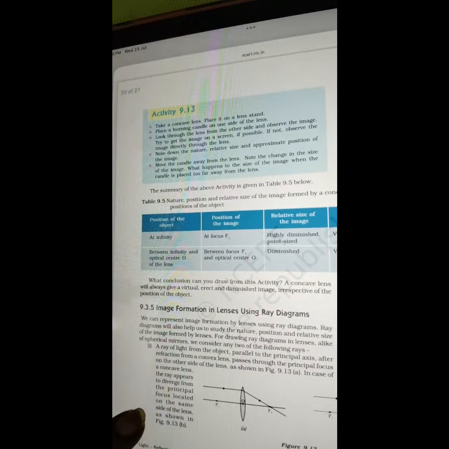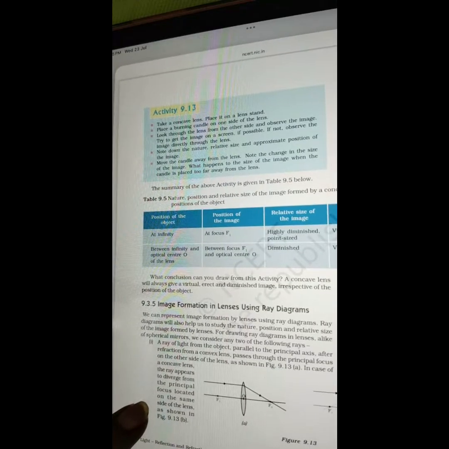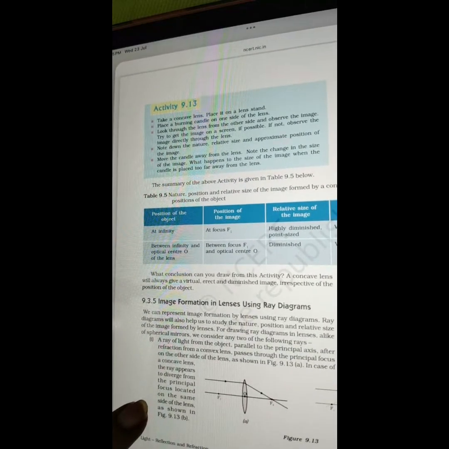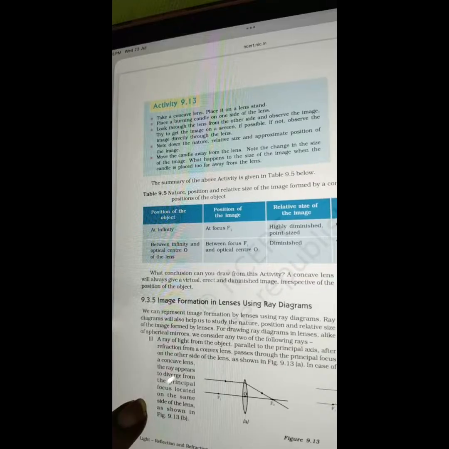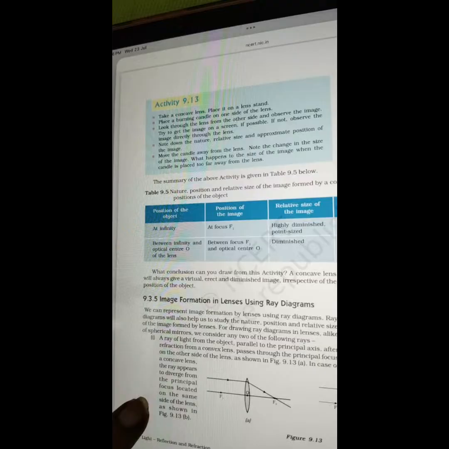Good. So 9.5 is giving you an idea about the concave lens. If you place your object at infinity, the image will be formed at f1. The image will be highly diminished, point-sized, virtual, and erect. If you place the object between infinity and optical center O, then the image will be formed between f1 and the optical center O. The image will be diminished, virtual, and erect.